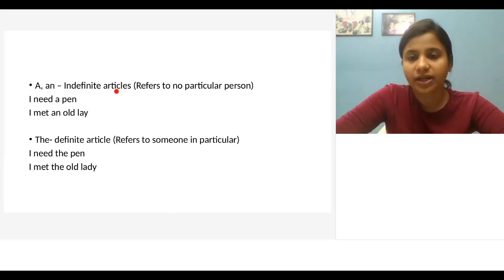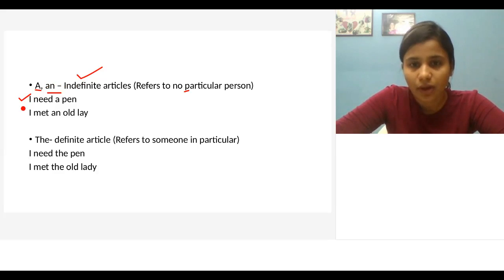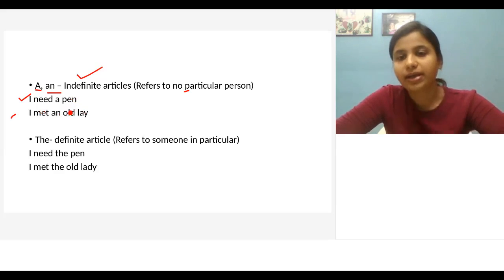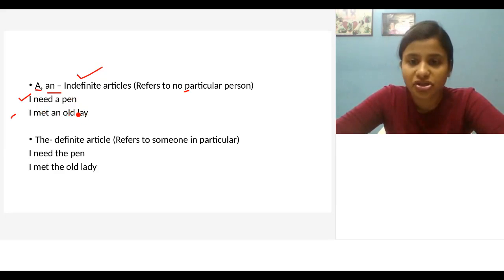What I mean by definite and indefinite is, when we use a and an, we refer to no one in particular. We are not definite about what person or what thing we are referring to. So that is what we mean by indefinite article. When I say I need a pen, or I met an old lady, in both cases I am not saying which company or brand of pen I need, or which particular ink pen. I am just saying I need a pen. And when I say I met an old lady, even here it is not clear which lady I am talking about.